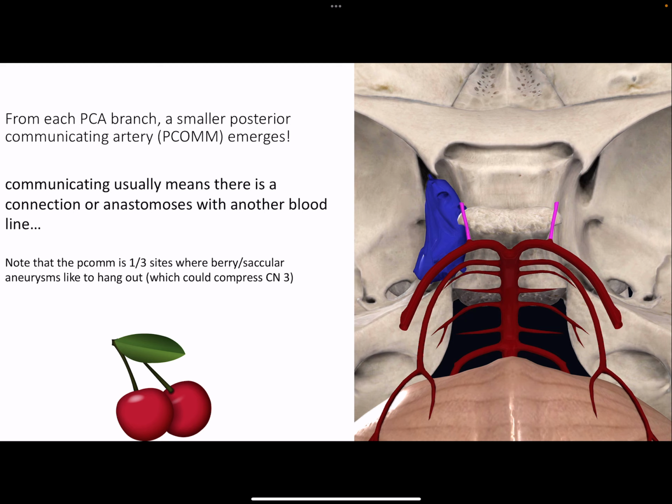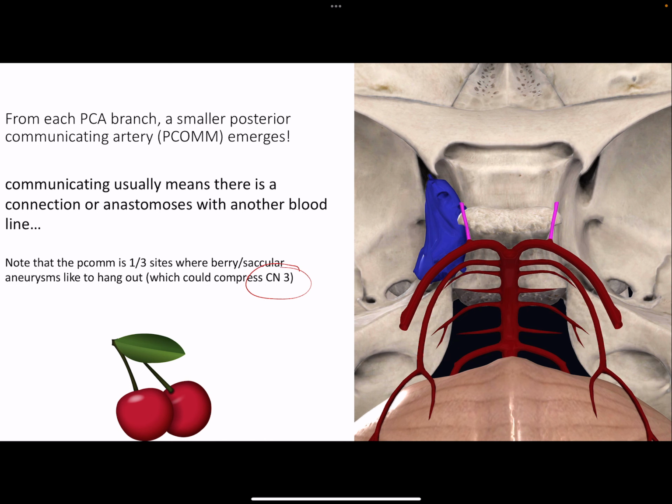Anywho, so now we're looking at the PCA, and we have these posterior communicating arteries branching off of this. Anytime we see "communicating," there's a very high likelihood that we might see a berry or saccular aneurysm there. If these burst, we get subarachnoid hemorrhages, and at the posterior cerebral artery, this is going to be right around the superior aspect of the pons, the superior aspect of the midbrain.